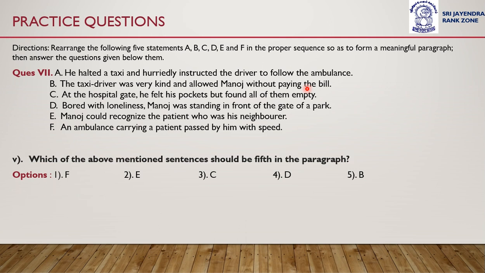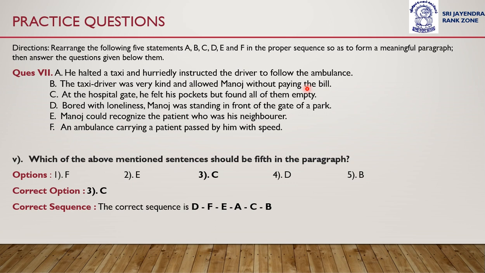Which of the above mentioned sentences should be fifth in the paragraph? So we already have the sequence. And the fifth is C. At the hospital gate, he felt his pockets but found all of them empty. So C. D, F, E, A, C, B is the correct sequence.